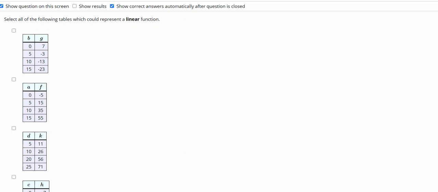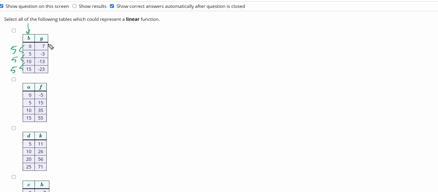So what we want to have when we're looking at these is, well, before I was telling you that these had to go up by the same amount every time. But that's only really true if your input values are also going up by the same amount every time. So I'm going up by 5 every time on this side. So up by 5, and up by 5.